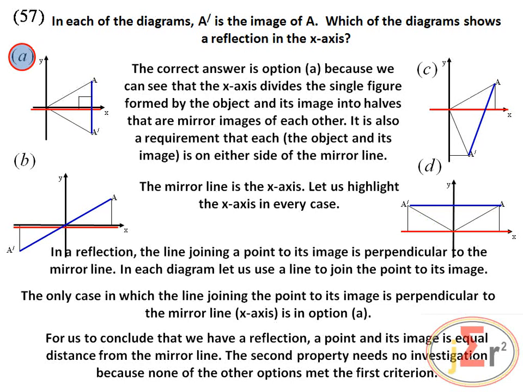So we have two criteria for reflection. The point and its image must be an equal distance from the mirror line, and the line joining a point to its image must be perpendicular to the mirror line. We have a single case in which the line joining a point to its image is perpendicular to the mirror line. This one is correct. We do not have to go to the second criterion, because in no other case was the first criterion met.